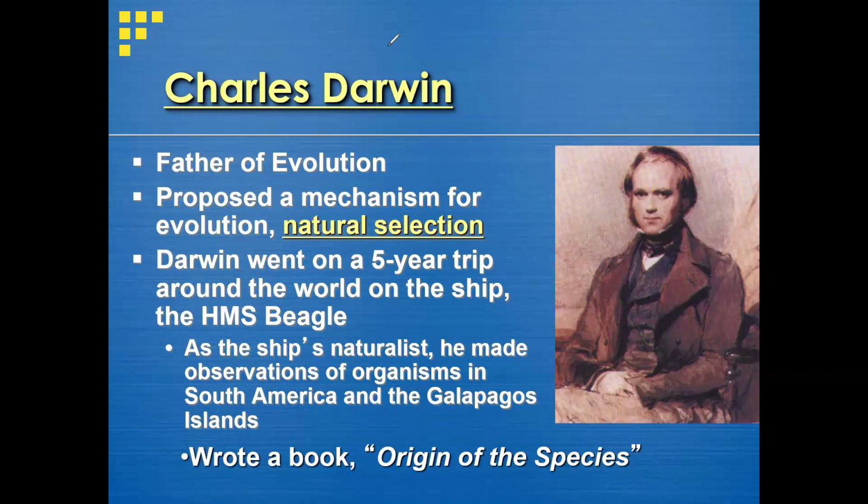the HMS Beagle. That is the name of the ship. So before Charles Darwin was able to come up with the idea of evolution, the theory of natural selection, he went on a trip of 5 years where he was able to make all his findings. As the trip's naturalist, he made observations of organisms in South America and the Galapagos Islands.